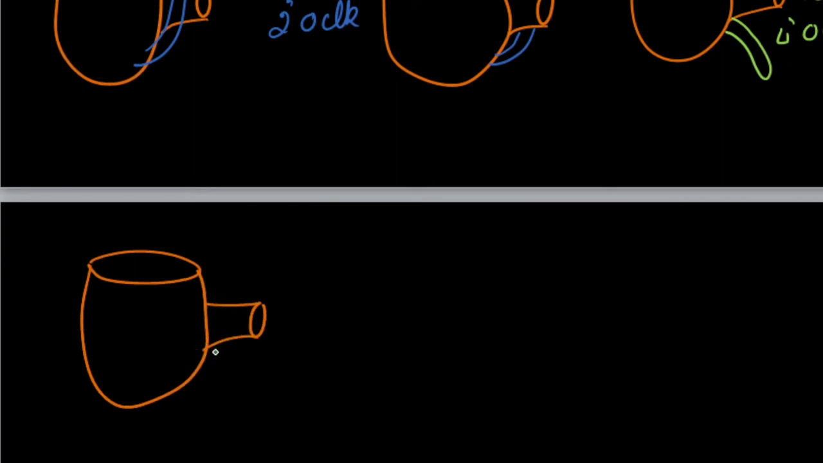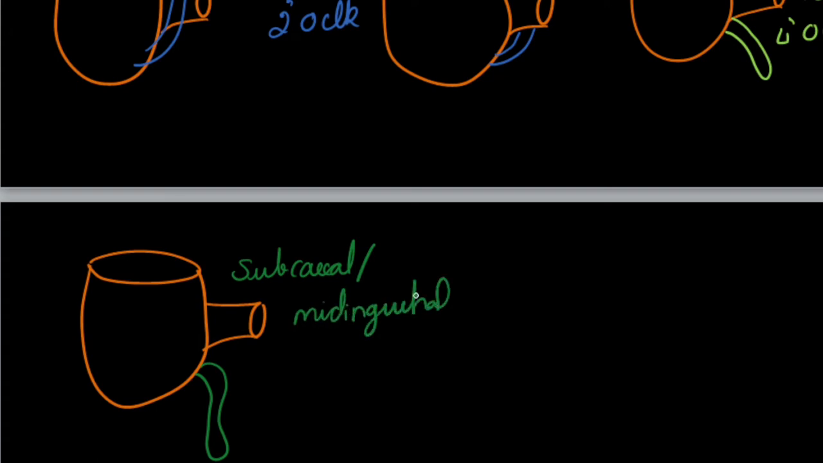The last type of appendix: in this condition, the appendix is pointing towards the mid inguinal point. This appendix is also called the subcecal or mid inguinal appendix, which is exactly the 6 o'clock position.